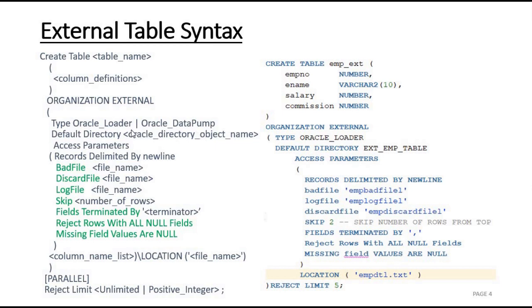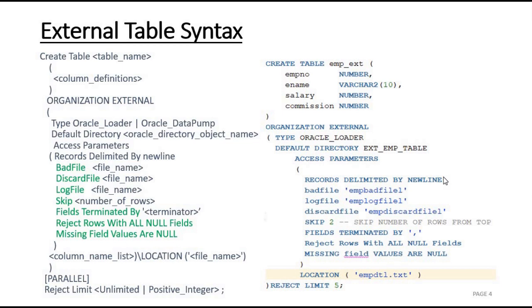Oracle Loader is used when we want to read the external file and put it in a table. Data Pump is used when we need to read our database table and put it in a dump file. Then there is a default directory, which is the location from which we need to read the file. So exactly which location we need to read the file from, we need to mention by creating a directory in the directory tables, and it will read from that. And these are the parameters which can be defined: records delimited by newline.